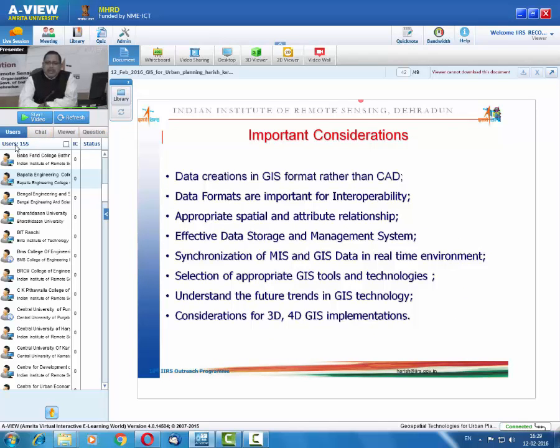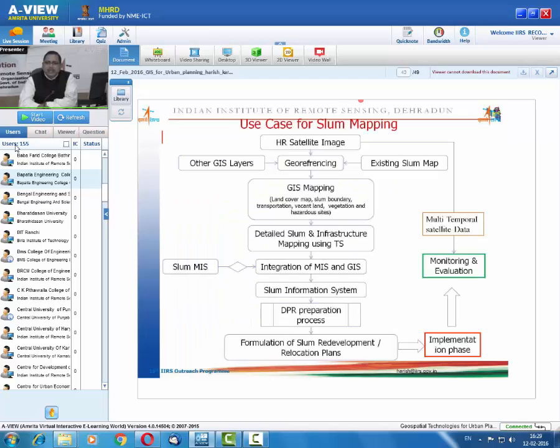I already discussed 2D and 3D GIS, and this is one of the use cases. Maybe our other experts will use this particular case for more explanation, so I will just go through it quickly. If you are taking high resolution satellite data, first you have to do georeferencing, then GIS mapping like land cover, slum mapping, boundary identification, transportation, vacant land, vegetation, and all. After that you will do detailed slum and infrastructure mapping using total station survey.